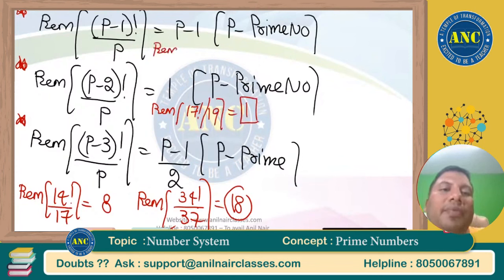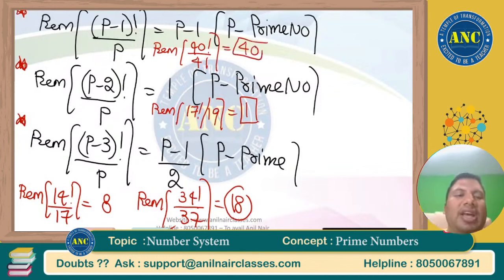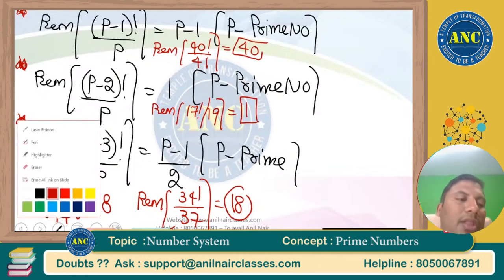Remainder of 40 factorial by 41: (p minus 1) factorial by p, answer is p minus 1, 41 minus 1, answer is 40. Directly you can do it. In case you probably forgot this concept, we will go step by step. (P minus 1) factorial by p is p minus 1. (P minus 2) factorial by p is 1. (P minus 3) factorial by p is (p minus 1) by 2. Now see here.